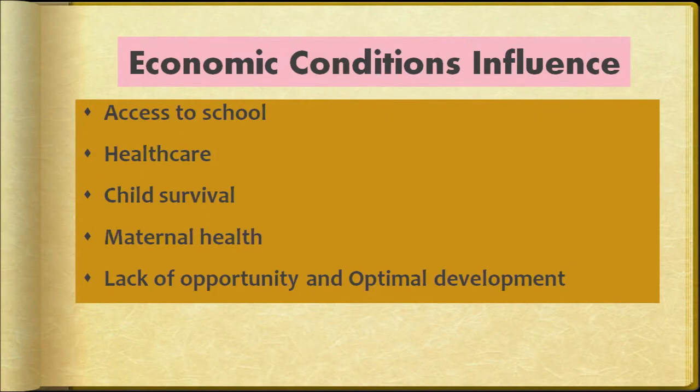Poverty becomes stressful to parents, and that also gives kind of tension to parents, and they might not be able to give the kind of love that is required for a happy childhood. So let us see what other influences economic conditions can have. Access to school, healthcare, child survival, maternal health, and lack of opportunity for optimal development.